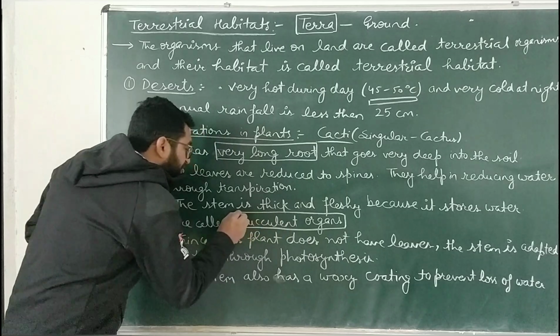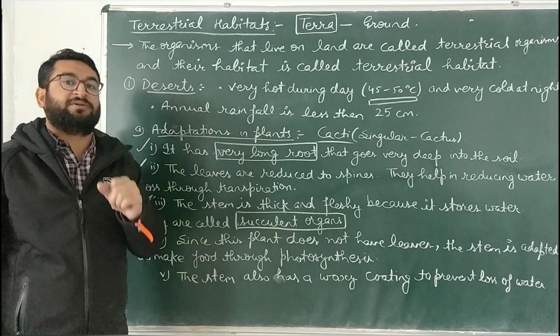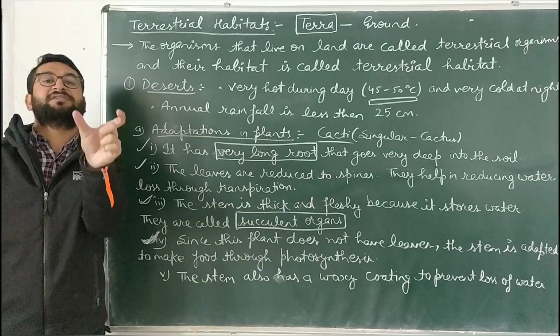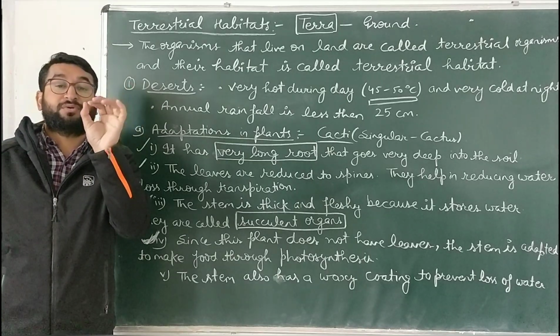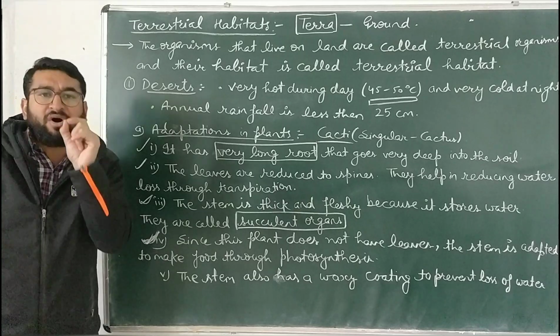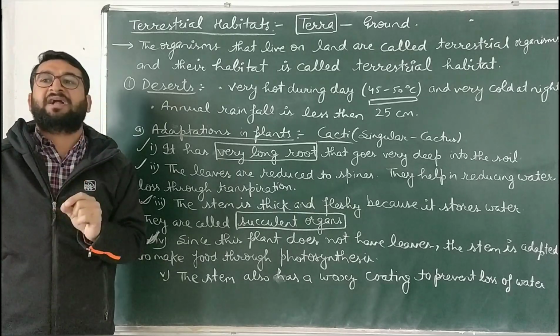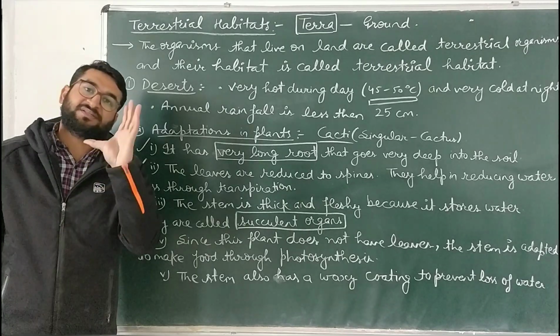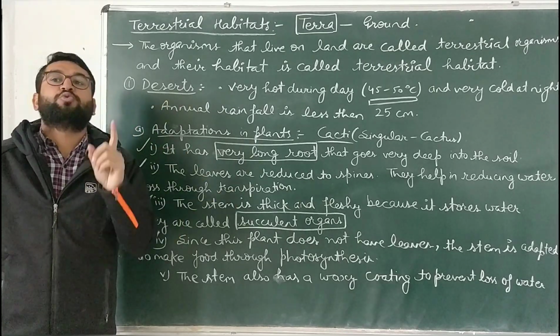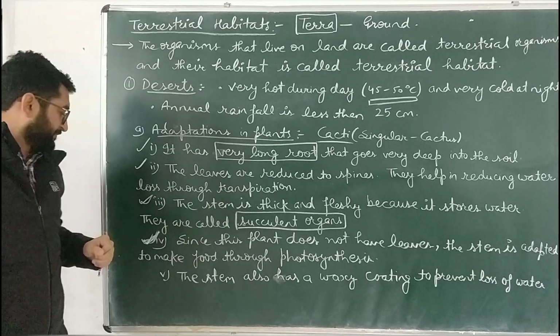एक नंबर का क्वेश्चन भी पूछ सकते हैं बच्चे. That's a very good 1 mark question. What are the succulent organs in the desert plants? So first of all, we must know about those organs. The organs which store water in a plant are known as succulent organs. And in desert plants, stem is thick and fleshy to store water.